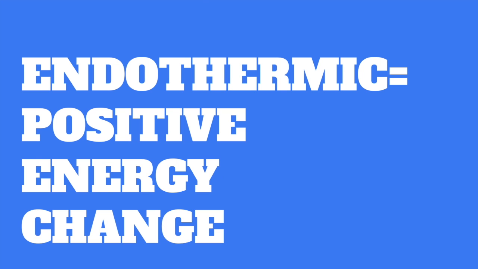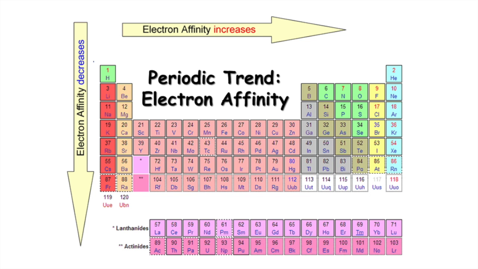Some elements have a positive electron affinity, meaning the electrons won't attach to atoms and would need to be placed in a new subshell, which is unfavorable. Across a period, electron affinity increases due to the increasing effective nuclear charge. That means it becomes more negative, giving off more energy.